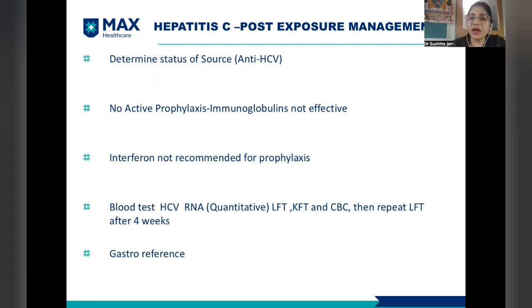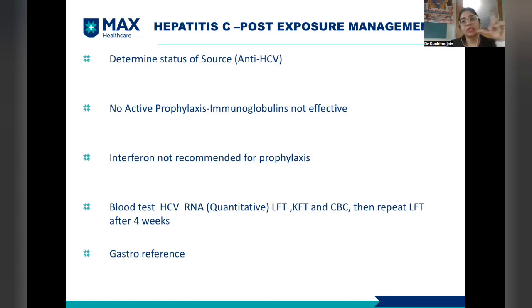So how can we track? We determine the source of hepatitis C. The source of the needle was from a hepatitis C positive patient. From that patient, we will take blood and get HCV RNA tested. HCV RNA will give the viral load of that hepatitis C.